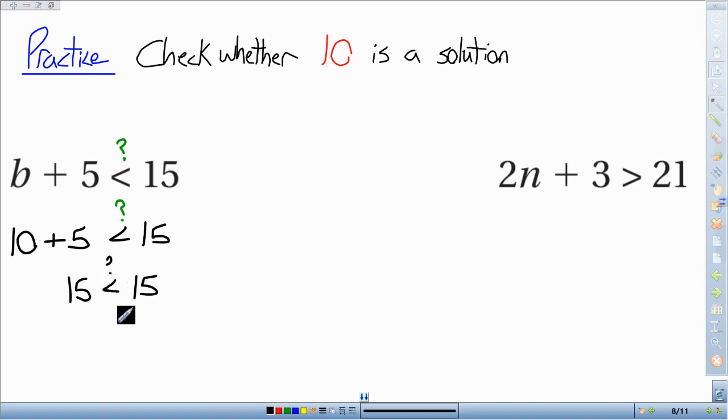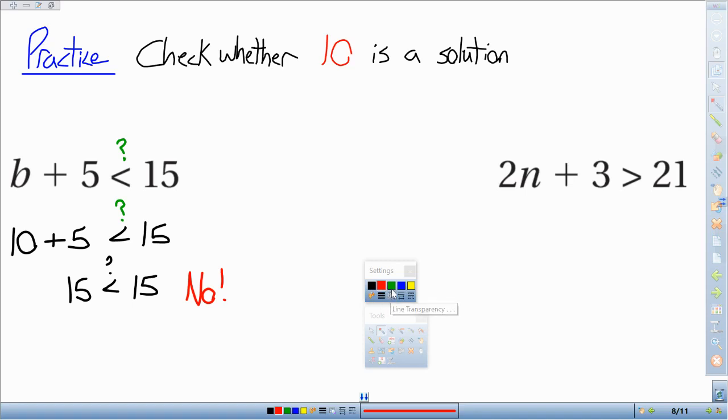And that's the question. What is the symbol? Well, hopefully you're starting to remember less than. So here's the question. Is 15 less than 15? No, it is not. 15 is not less than 15. So 10 is not a solution to this inequality.